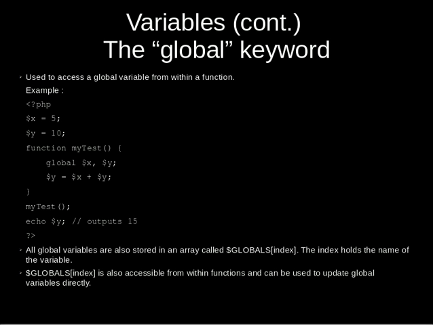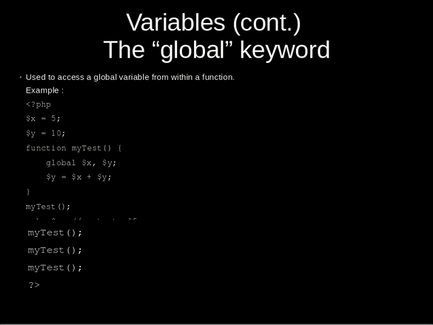All global variables are also stored in an array called $GLOBALS. The index basically specifies the variable name. $GLOBALS is also accessible from within the functions and can also be used to update the global variables directly.